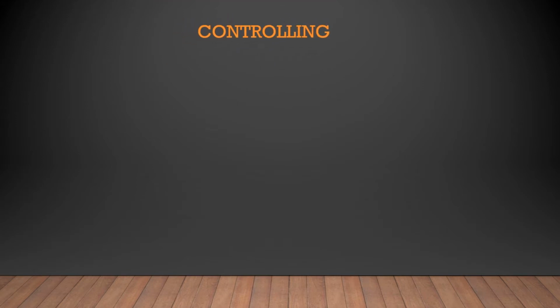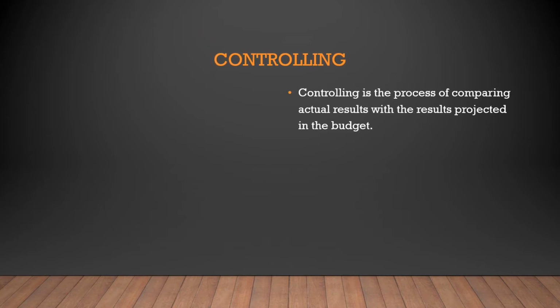The third and final step is controlling the budget. Controlling is the process of comparing actual results with the results projected in the budget. The most commonly used technique to control the budget is variance analysis. When significant variances arise within a unit or within the organization, corrective action needs to be taken by the manager or CEO of that organization to identify what is contributing to this rise in the budget and how we can fix it immediately so that we do not go over our current budget.